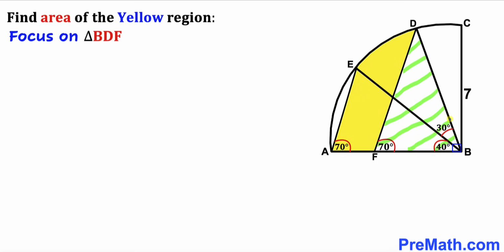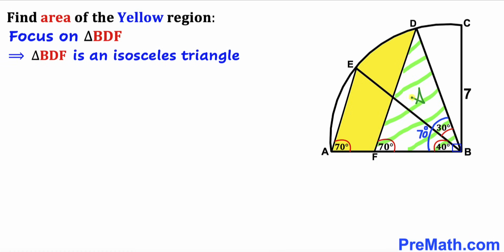We can see in this triangle, this whole angle is going to be the sum of 30 degrees plus 40 degrees, which makes 70 degrees. So this angle is congruent to this angle. Both of them are 70 degrees. So we conclude that this triangle BDF is an isosceles triangle, and this side length BD is equal to this side length FD. BD is the radius of this quarter circle, so that is 7 units. If this side length is 7, then this other side length FD is 7 units as well.